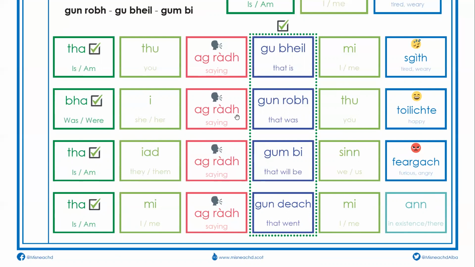So if we break the second part of the sentence, what would this have been? Chaidh mi ann. So tha mi ag ràdh, chaidh mi ann, tha mi ag ràdh gun deach mi ann. Tha iad ag ràdh bidh sinn feargach, tha iad ag ràdh gun bi sinn feargach.